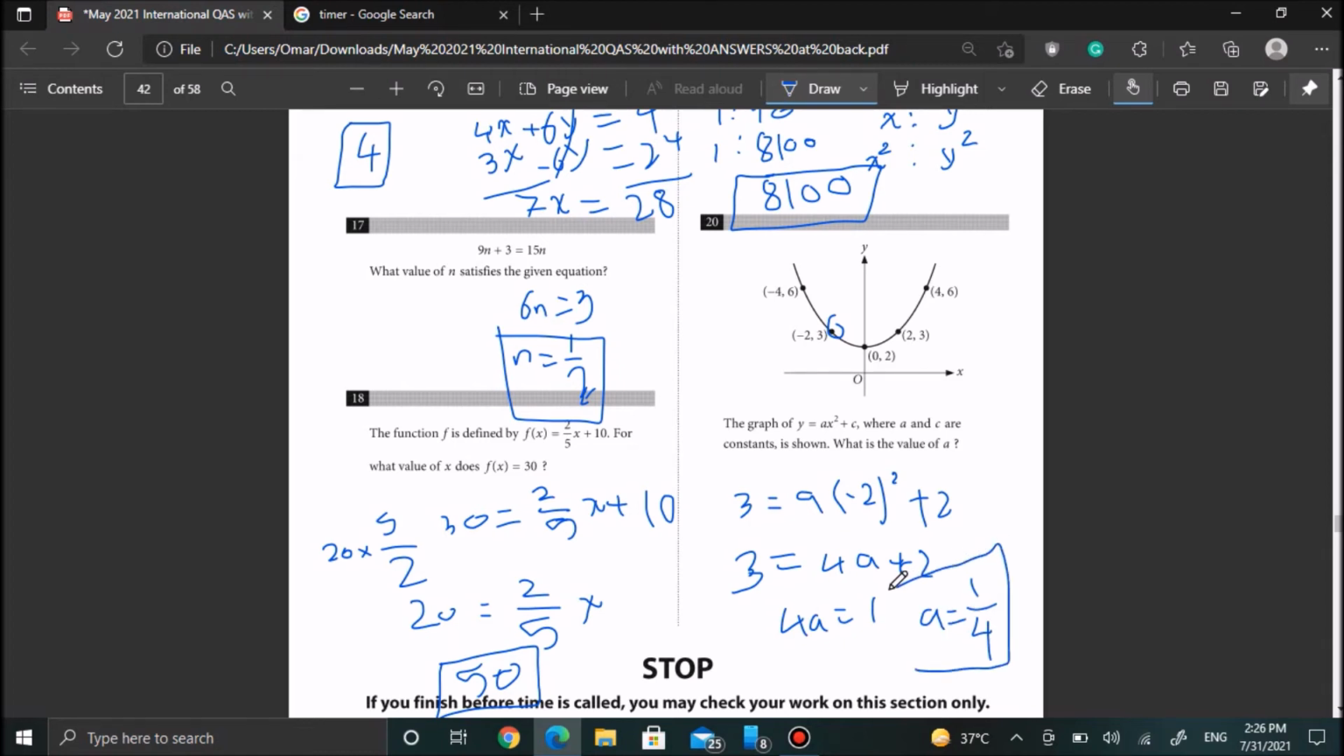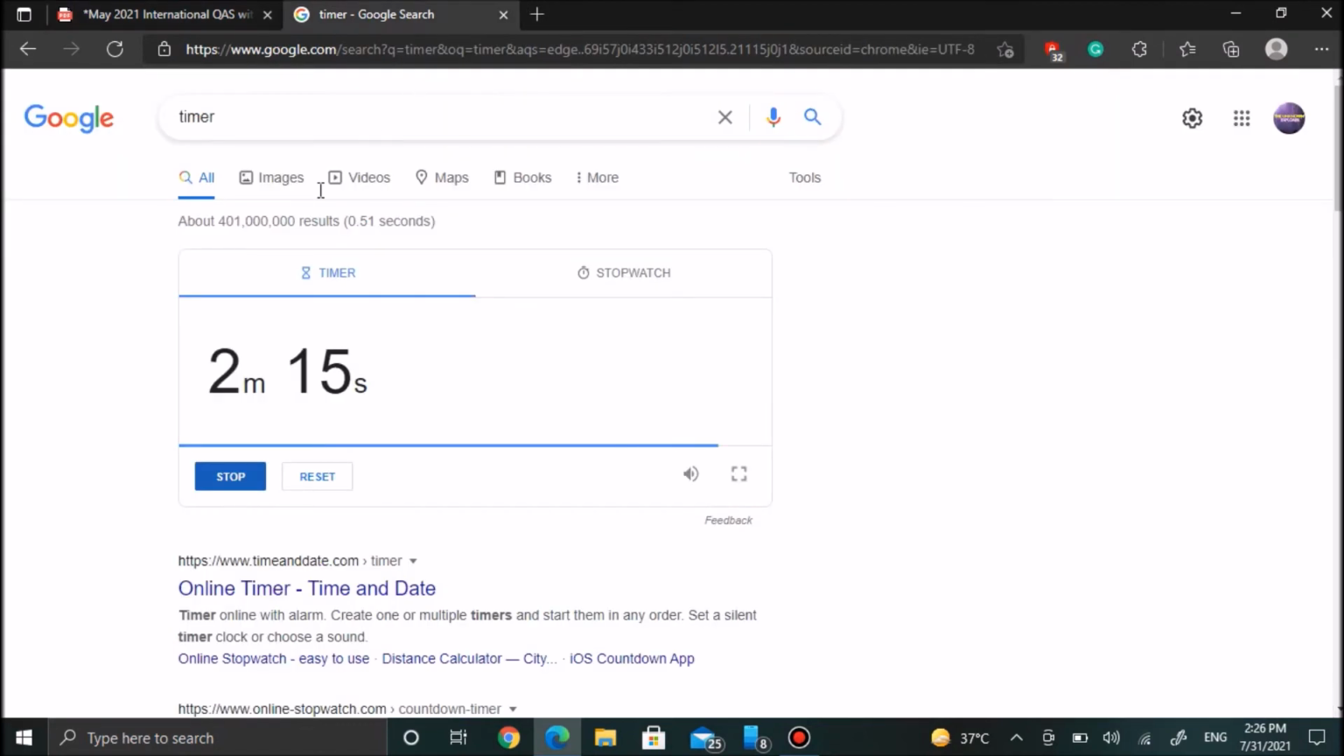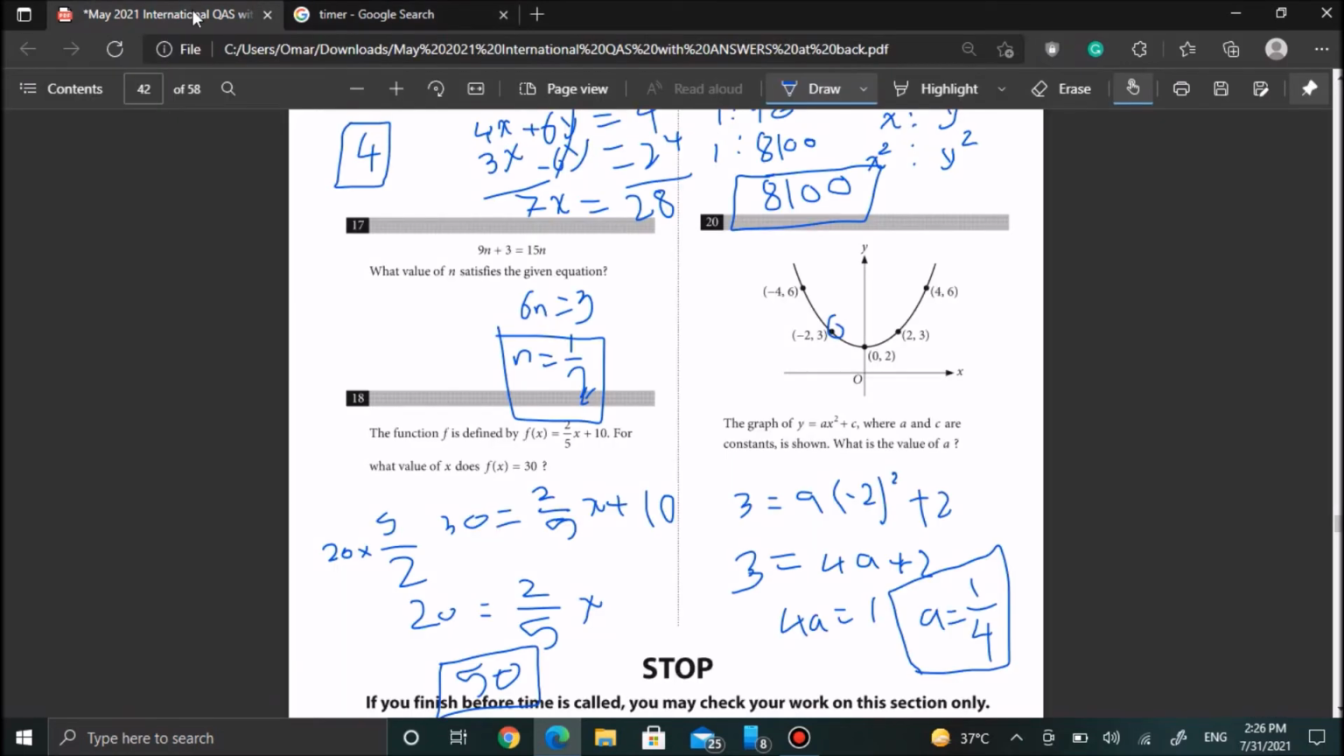Alrighty. Nice. Perfect. So a equals 1 over 4. Pretty good. So we're done. And we got about 2 minutes left. Now in the real test, you can even be much faster than this.